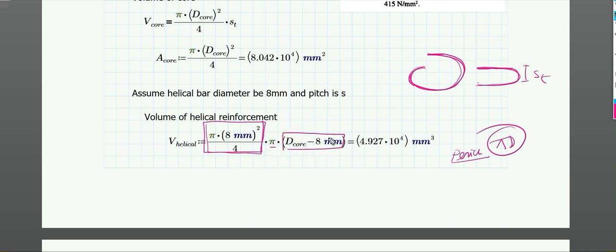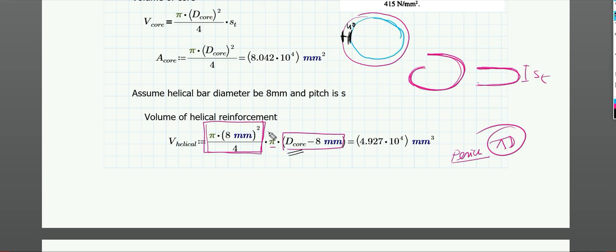Why is 8 mm subtracted? See, d core is basically the diameter up to the outer side of the spiral. If this is the column and this is the spiral, then the distance to the side of the spiral is 40, because I told you the 40 is the clear cover, not the effective cover. That means it's not up to the center of the reinforcement. It is up to the side of the reinforcement. So d core is basically up to the side of the spiral reinforcement.